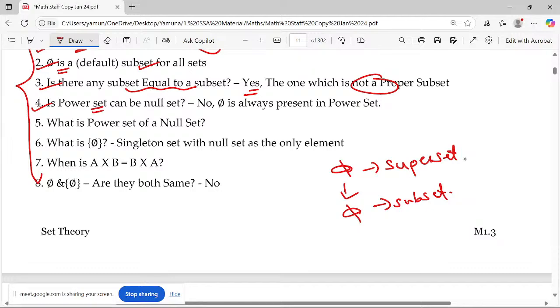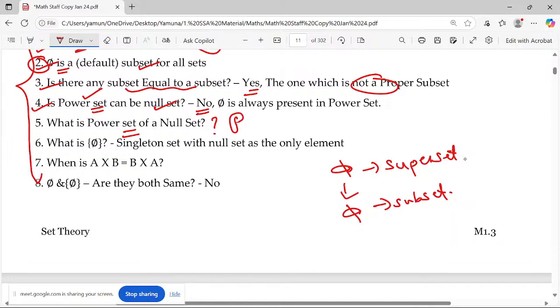Then, can a power set be a null set? Never, because of the second point we discussed, that the null set is always a subset by default. So I can never say that a power set can be a null set. Okay, what is the power set of a null set?